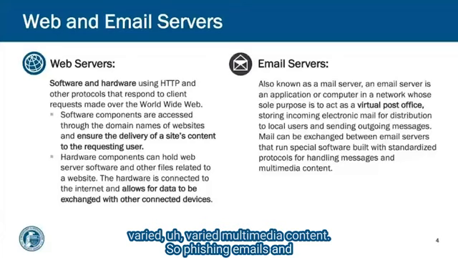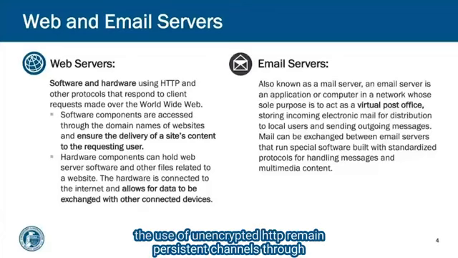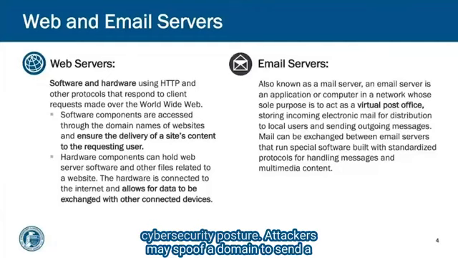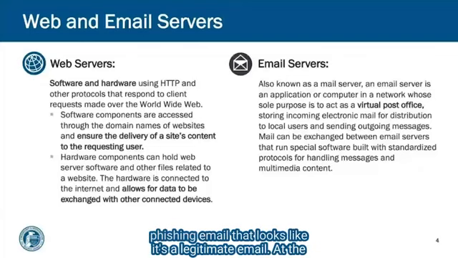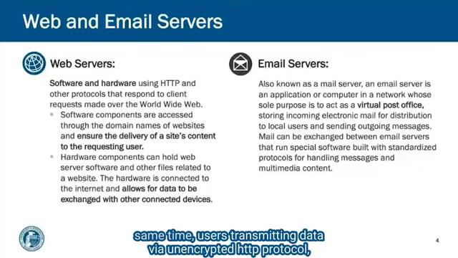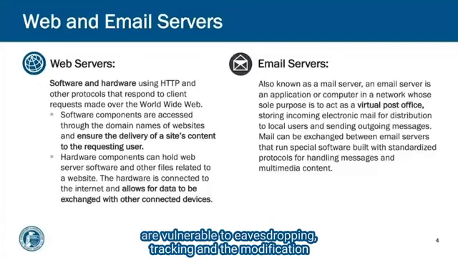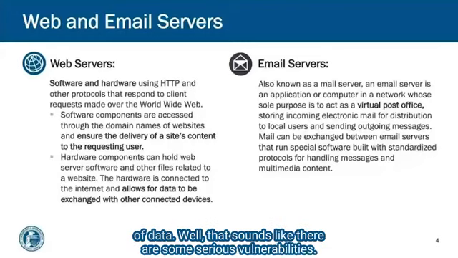Phishing emails and the use of unencrypted HTTP remain persistent channels through which malicious actors can exploit vulnerabilities in an organization's cybersecurity posture. Attackers may spoof a domain to send a phishing email that looks like it's a legitimate email. At the same time, users transmitting data via unencrypted HTTP protocol, which does not protect data from interception or alteration, are vulnerable to eavesdropping, tracking, and the modification of data. Well, that sounds like there are some serious vulnerabilities.